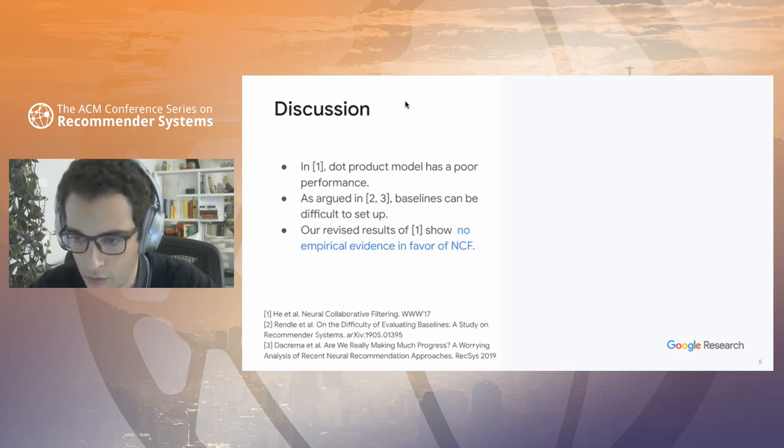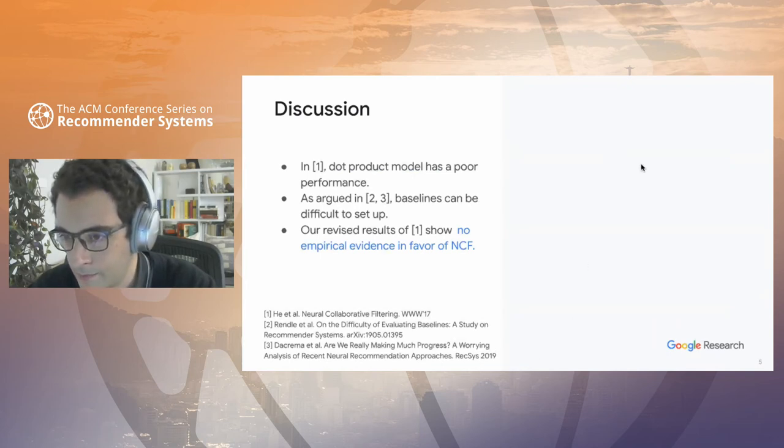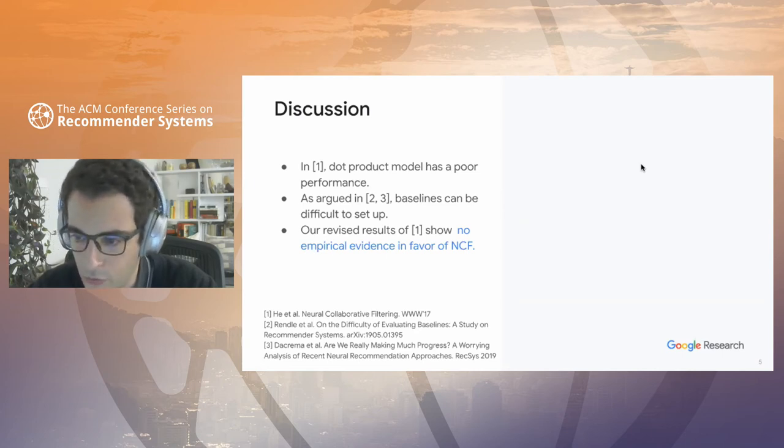This could be attributed to the difficulty of setting up baselines, as argued in many papers, including these two. One was, I believe, the best paper award at RecSys last year. And these revised results show that there is no empirical evidence, at least in these experiments, in favor of NCF.